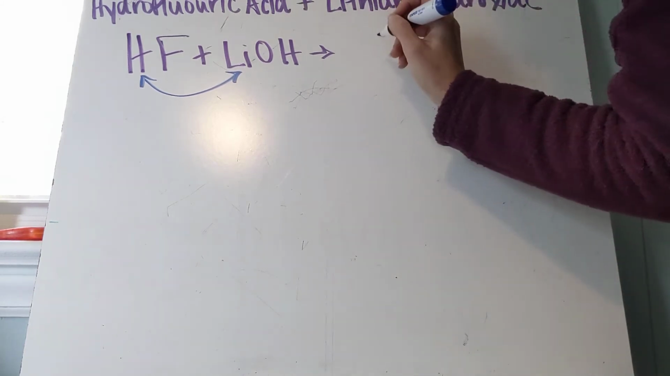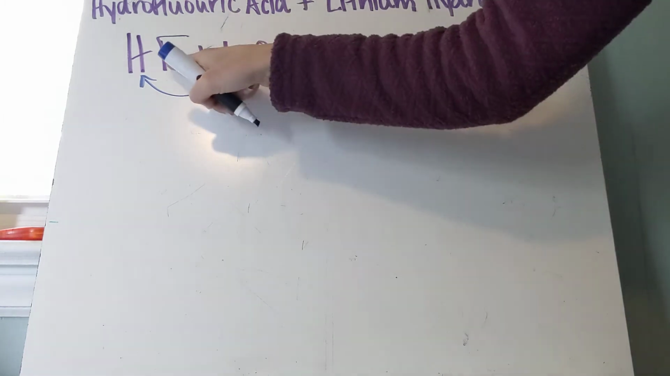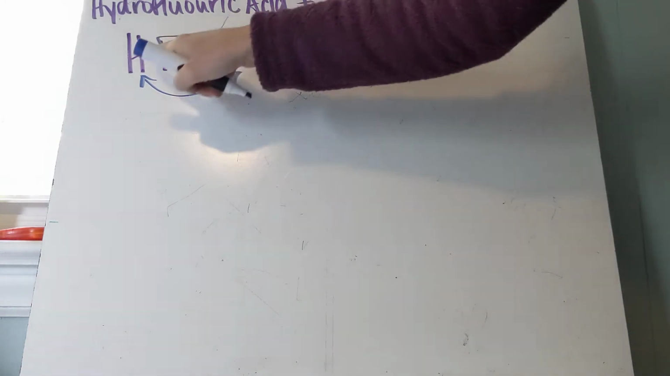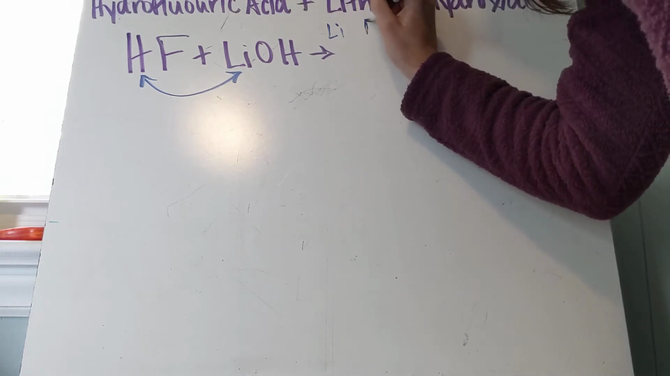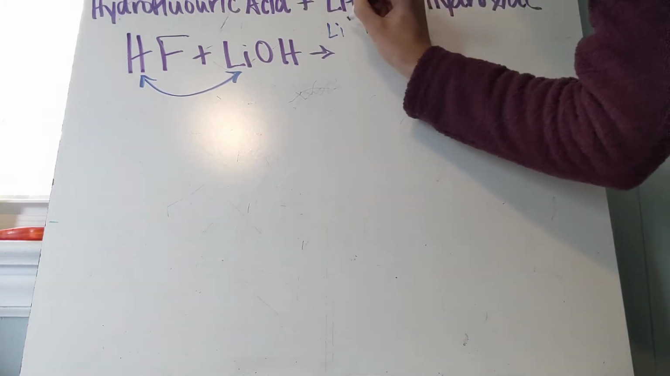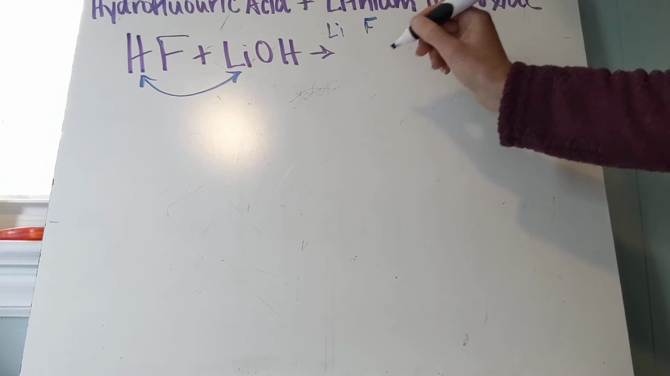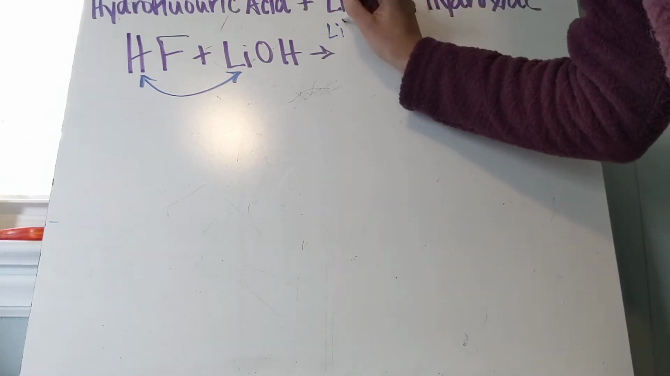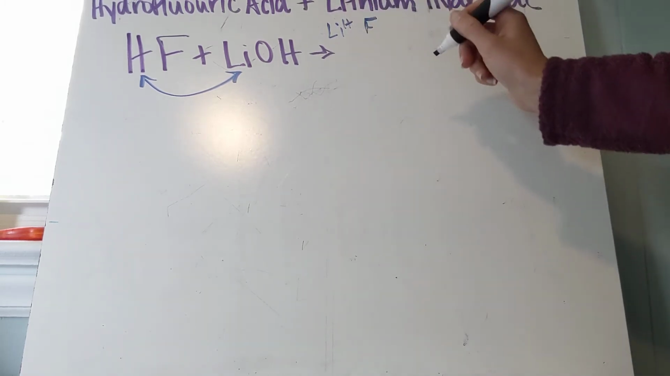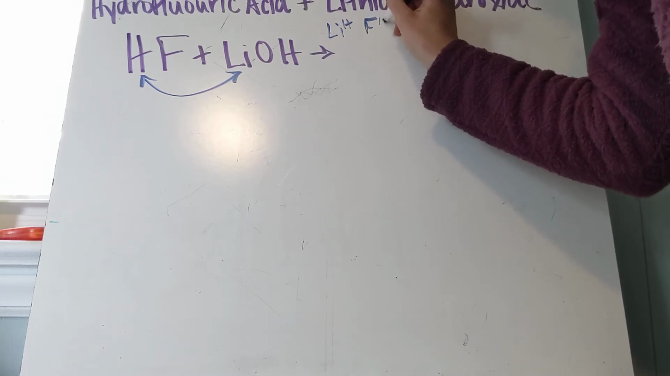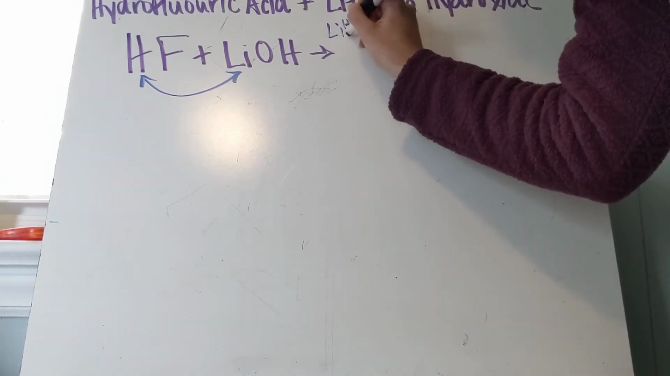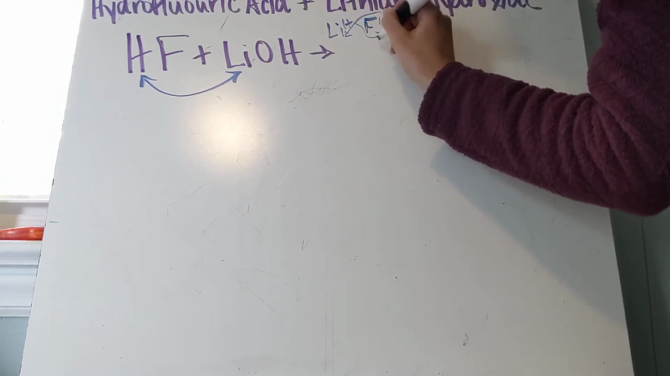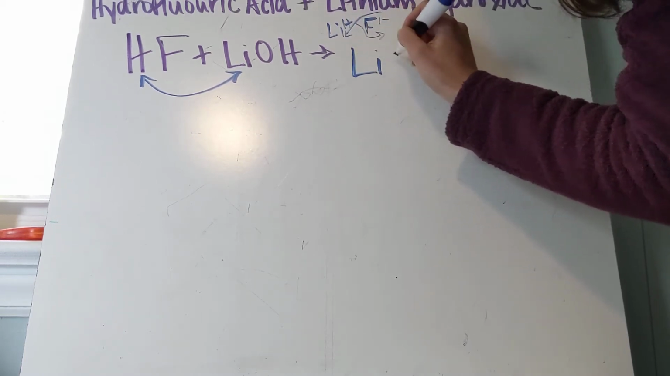Okay, so lithium is now going to be leaving the dance with fluorine. But we have to check their charges. Lithium, according to the periodic table, remember it's in group 1, has a 1 plus charge. Fluorine is in group 7, so it has a 1 minus charge. Do the switch, and we get LiF.